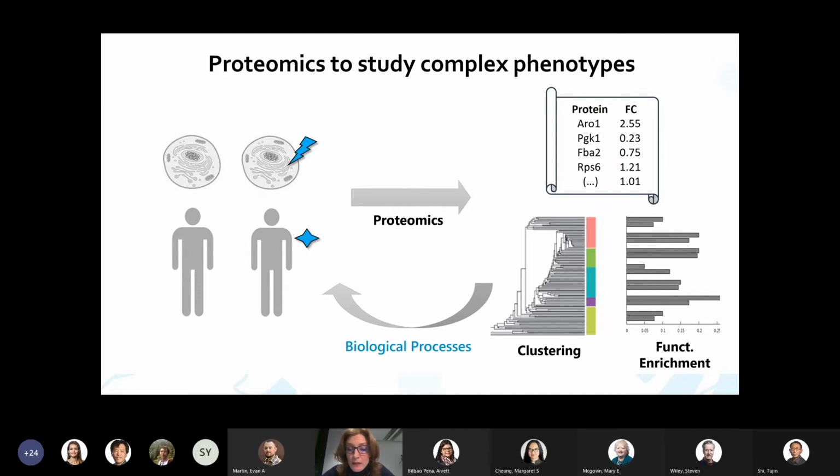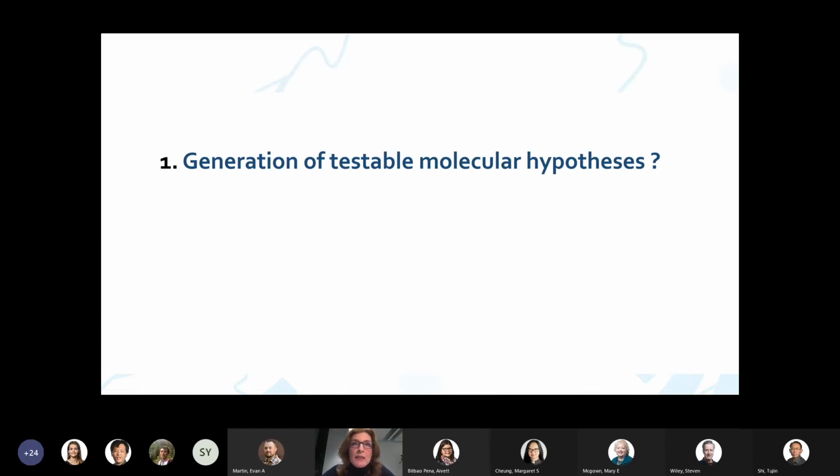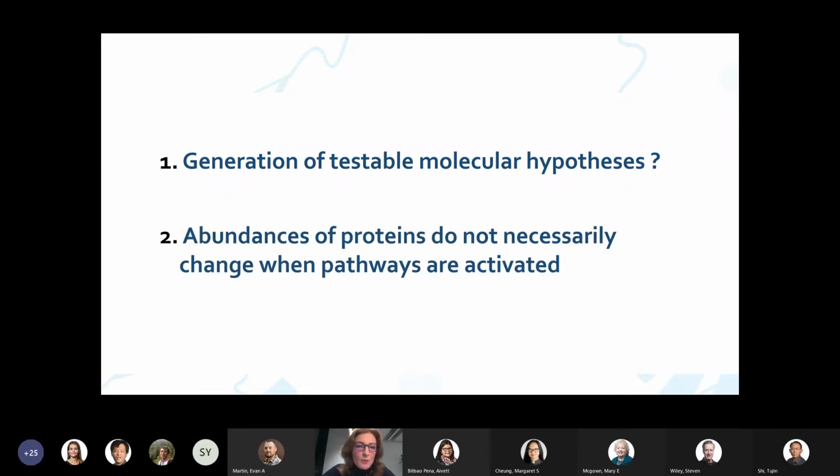Also, my group used it in a number of studies. However, we all realize that it has some limitations. And the first limitation is that it's typically not easy to generate molecular hypotheses just out of a list of regulated proteins. So it's very difficult to try and imagine what could be going on at the molecular level based on a list of proteins and their fold changes. The second problem is that the abundances of proteins don't necessarily change when pathways are activated in a cell. And I would like to make an example of this.